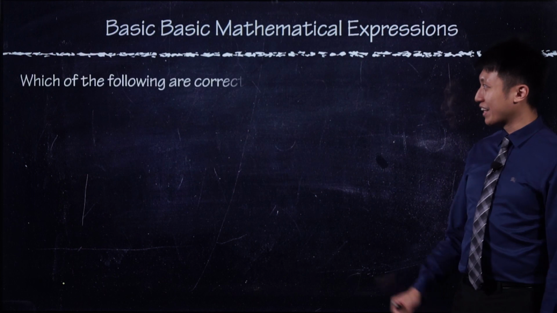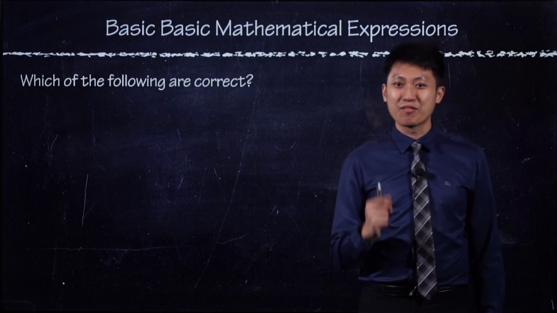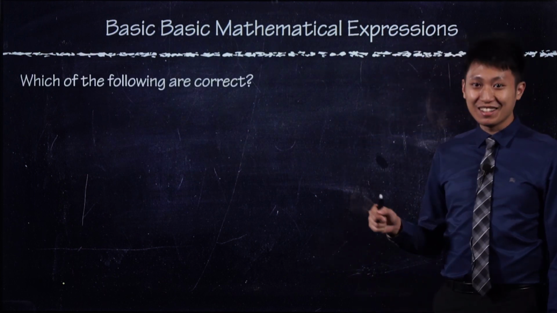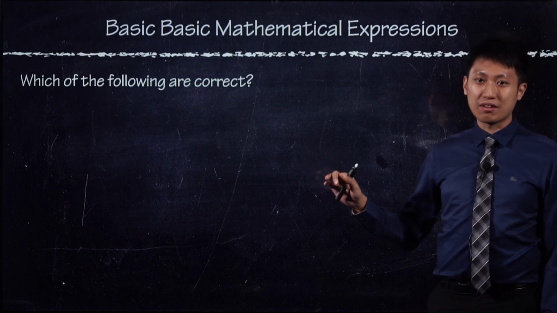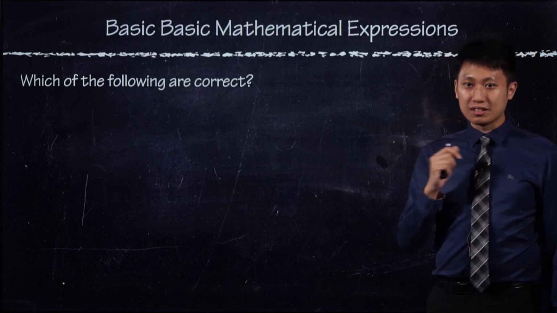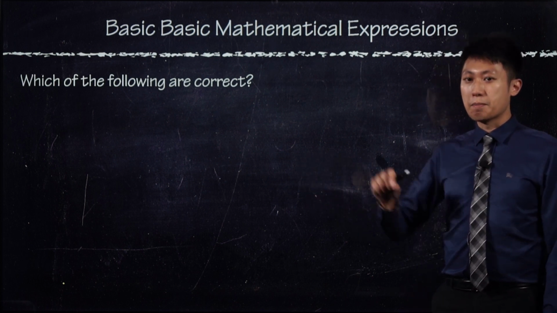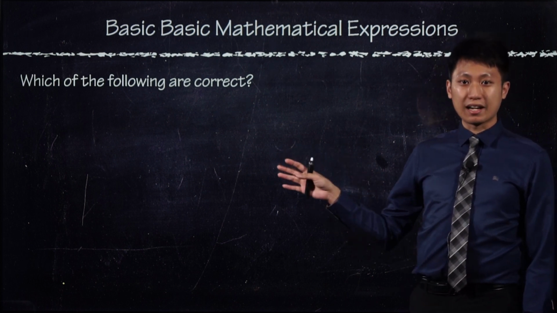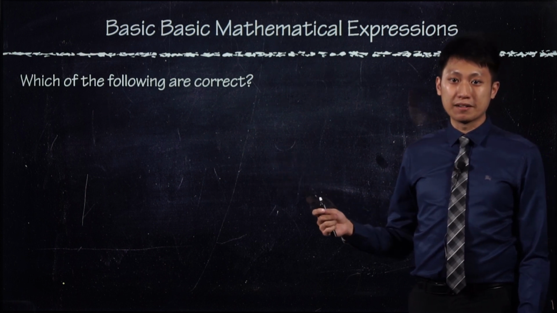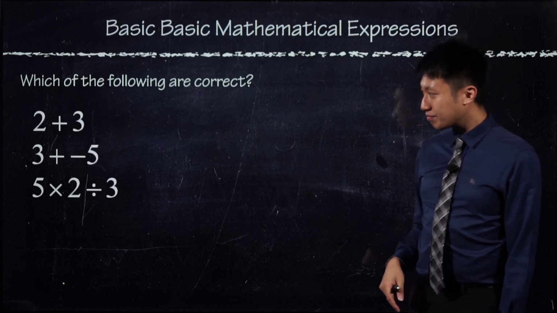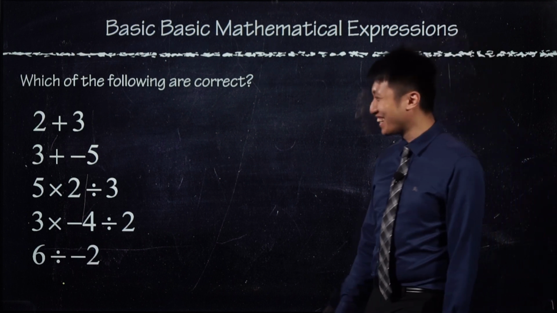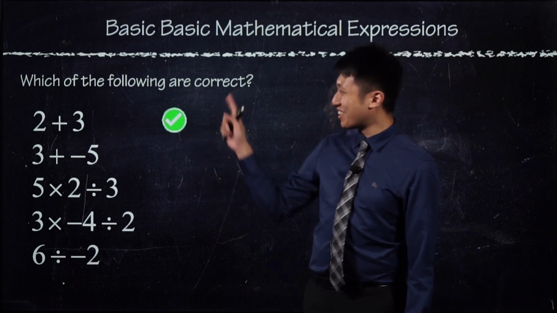I'll go on and talk about something that is very simple. You might laugh at it, okay? But this is what I want to start with, because a lot of people don't know how to use brackets, and a lot of people don't know how to multiply negative numbers and write properly. So which of the following are correct?